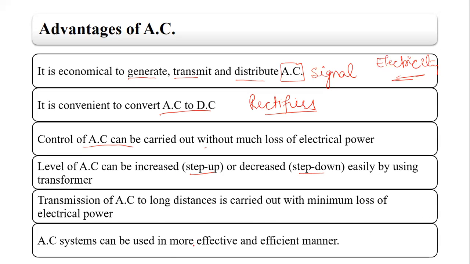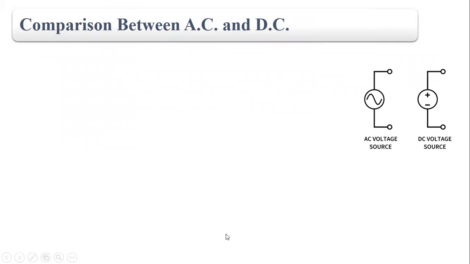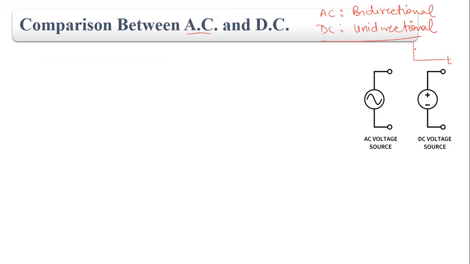Generally, we can say that AC systems can be used in a more effective and efficient manner as compared to DC. Now, let us see a little more comparison between AC and DC. AC is a bidirectional signal, and DC is unidirectional. When we say unidirectional, we mean that with respect to time it remains in the same direction; it does not change its direction or polarity. However, a bidirectional signal varies with respect to time, so the time axis would be the mean position for such a signal.